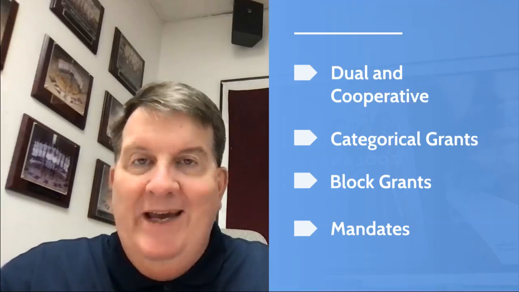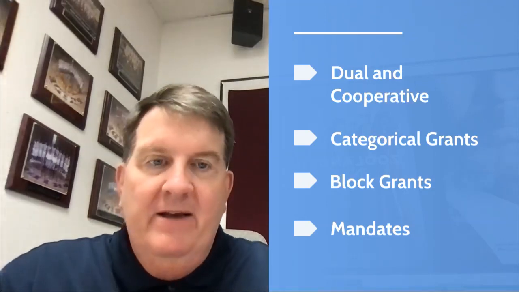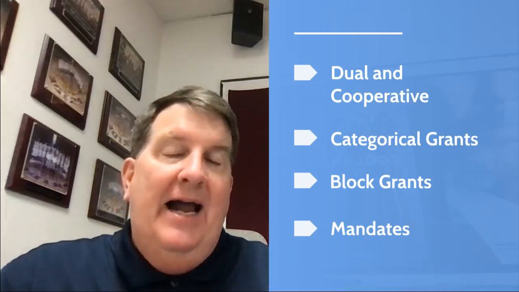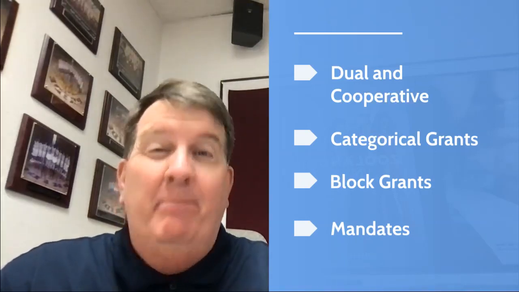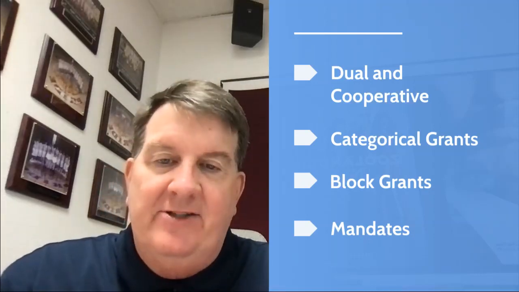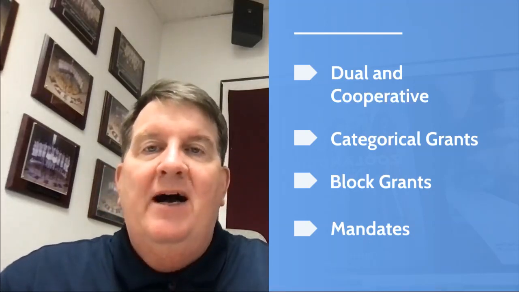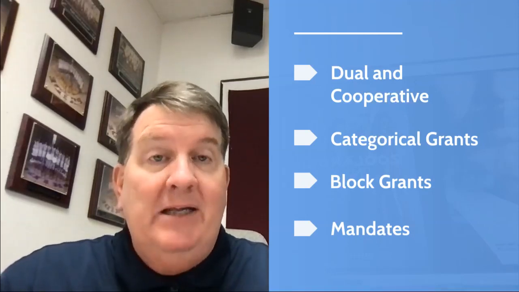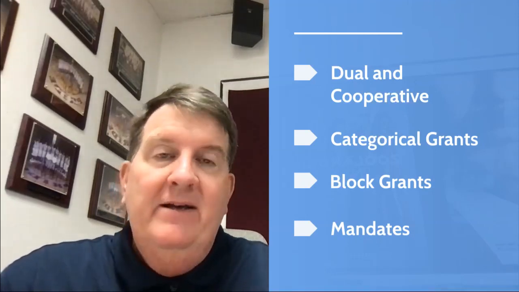Then there's a couple different ways you can get your money. There's a categorical grant, which means that I'm going to give you some money, but there'll be strings attached, and you'll have to do the things I want you to do in order to keep getting this money or to even get the money.